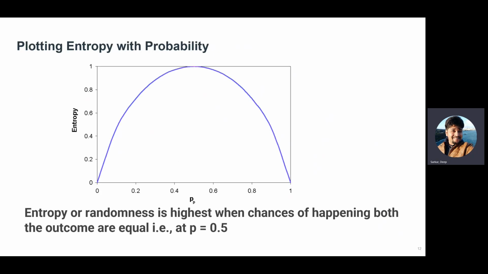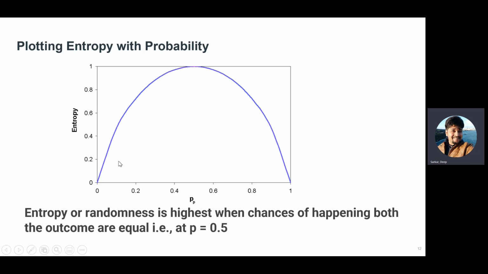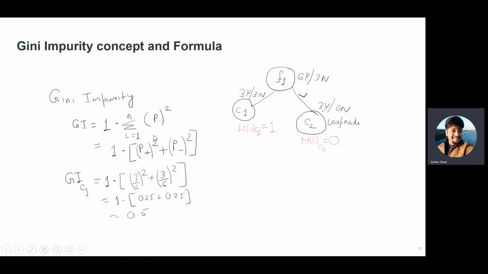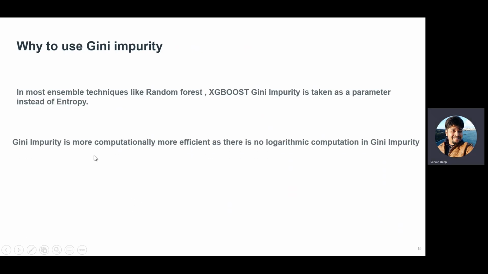I'll tell you why. Again, let's go to the entropy formula. See, there's the entropy formula, right? This was the basic mathematical formula of entropy. You have a logarithmic calculation over here, log base 2 of p plus. So if you do any logarithmic calculation, obviously the computation would be more complex compared with this formula. So this is why Gini impurity is computationally more efficient, as there is no logarithmic calculation, and it acts as a parameter for most of the ensemble techniques.